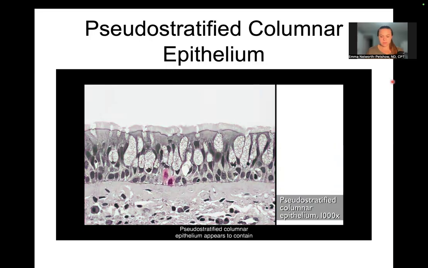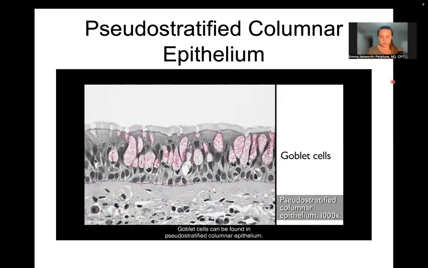Pseudostratified columnar epithelium appears to contain multiple layers of cells due to the varying cell heights. This causes the nuclei to be out of alignment, further giving the illusion of multiple layers. Pseudostratified columnar epithelial tissue consists of a single layer of cells. The base of each cell contacts the basement membrane, which stabilizes the epithelium and separates it from the underlying connective tissue.